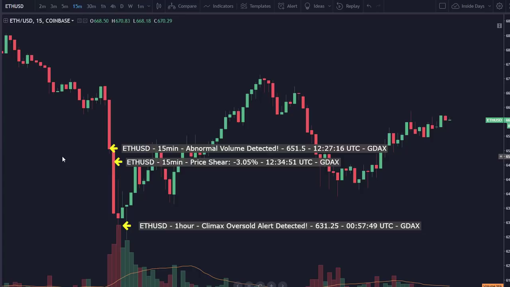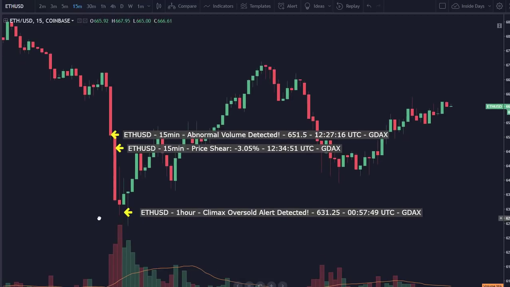So abnormal volume breaks down. We get our 15-minute price shear, a key indicator that you need to get to your computer because there's going to be a bounce opportunity, and we see that play out in an oversold climax alert. Now we did see a 15 and a 30-minute oversold climax, and I did jump in on both of those opportunities. Obviously, we blew right past them as we often do in crypto, but we really nailed that 1 hour oversold climax.